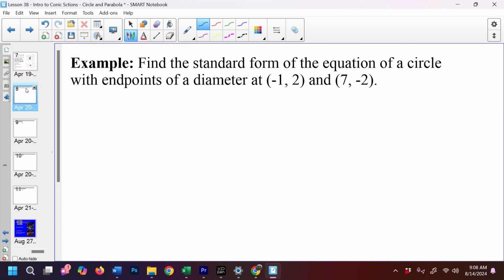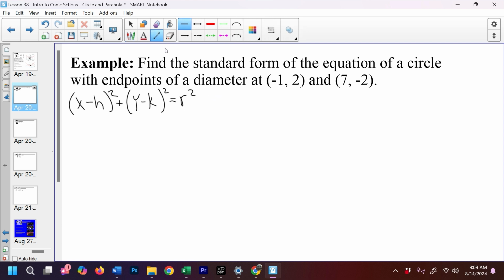First, it says find the standard form of the equation of a circle with endpoints of a diameter at (-1, 2) and (7, 2). So first, let's recall the equation for the standard form of a circle. It is (x minus h) squared plus (y minus k) squared equals r squared. Now remember, (h, k) is the center and r is the radius.